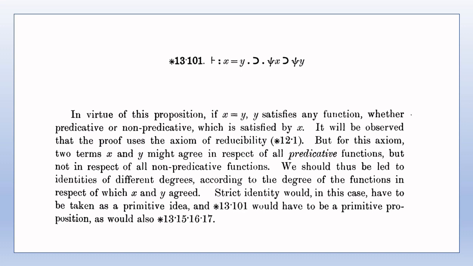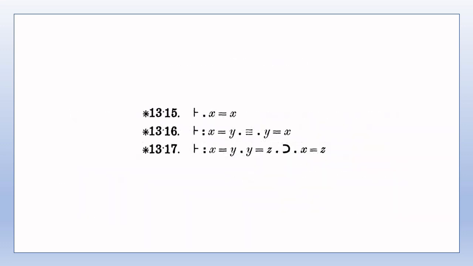Interestingly, Frank Ramsey disagrees with this in his article The Foundations of Mathematics, where he argues that rejecting the axiom of reducibility would not lead to a weakening of this definition of identity. Proposition 13.12 strengthens the material implication and the consequence of 13.101 to an equivalence, and Proposition 13.11 strengthens the formal implication of 13.1 to a formal equivalence. And Propositions 13.15, 16 and 17 show that identity is an equivalence relation.